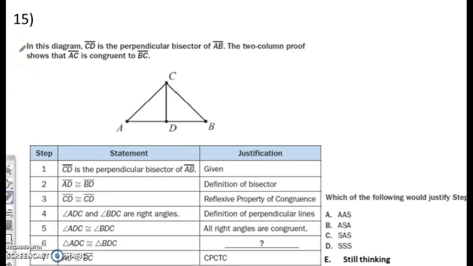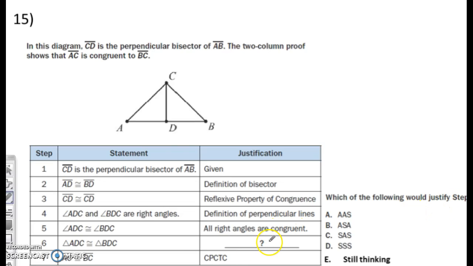In this diagram, CD is the perpendicular bisector of AB. The two-column proof shows that AC is congruent to BC. And I know this got cut off, but it says, which of the following would justify step 6?